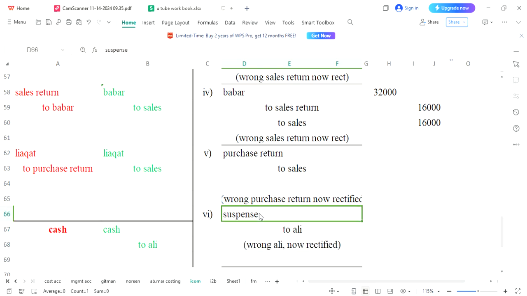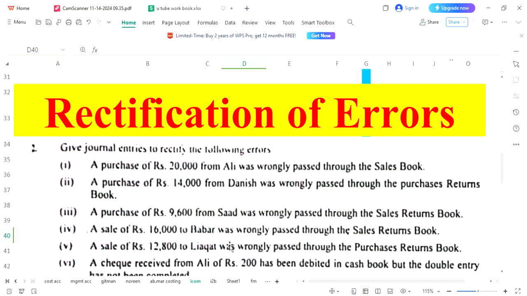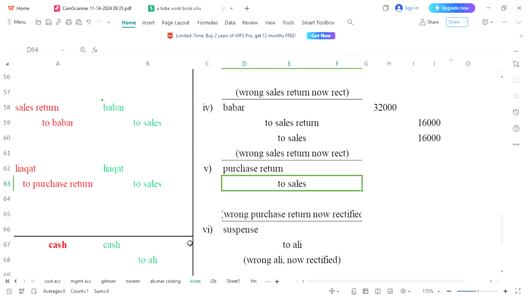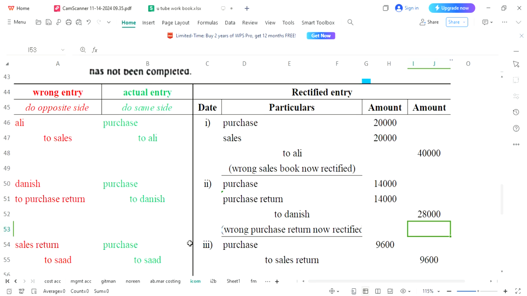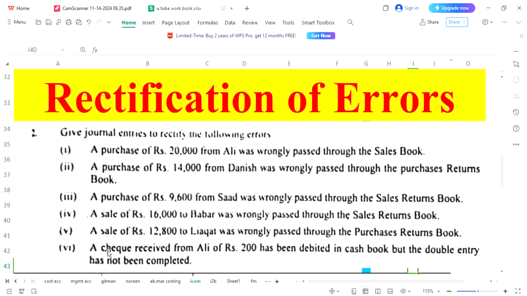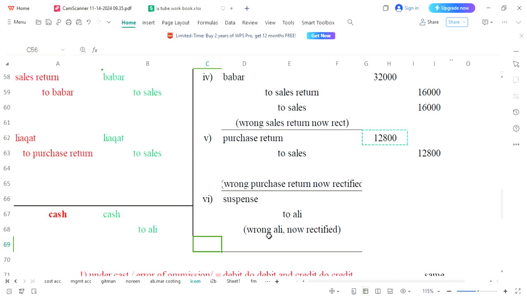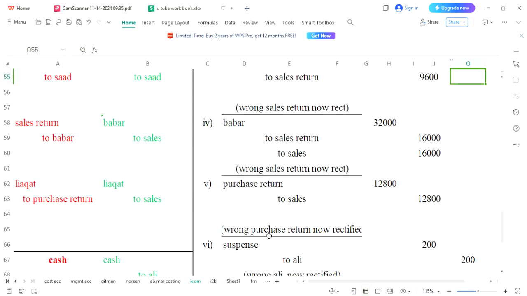You may increase it. The number 5 entry amount was 12,800. Let's write it. It was missed. And the same amount would be written on the credit side. The entry number 6 amount was 200. So here you will write 200 over here, and 200 on the credit side. So in this way, guys, all of our entries are completed. The question is okay now.